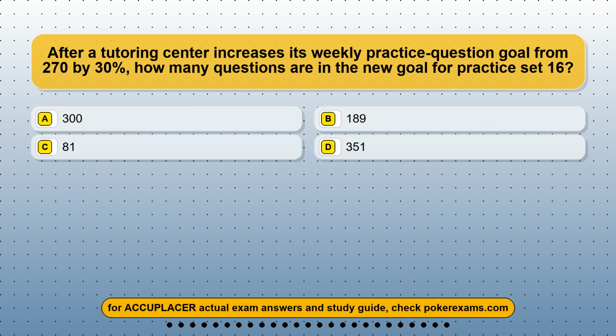Question 18. After a tutoring center increases its weekly practice question goal from 270 by 30%, how many questions are in the new goal for practice set 16? Option A, 300. Option B, 189. Option C, 81. Option D, 351.